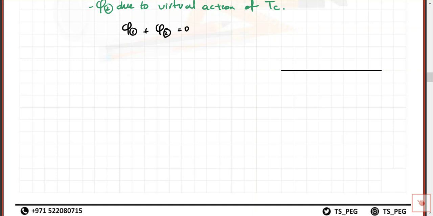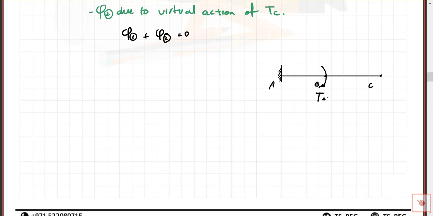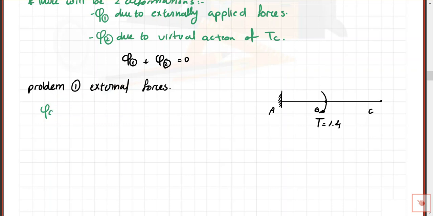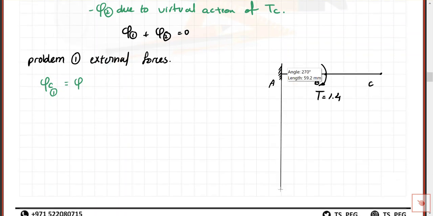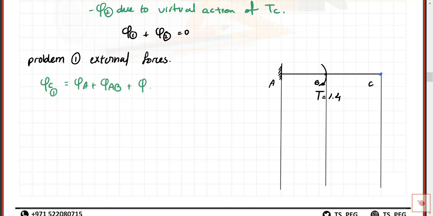Let's take the first problem. Here we put A, here B, here C, and at B I have a torque T equal to 1.4. This is problem number 1, the external forces. I will find phi C1, which equals phi. Now to write the equation we must divide into parts. We do it like this: this is the second part and this is the third part. So I have two parts. I want phi at C, the free end is C. So phi at C is equal to phi A plus phi AB plus phi BC. For point A, it's a fixed point, so phi A is equal to 0.